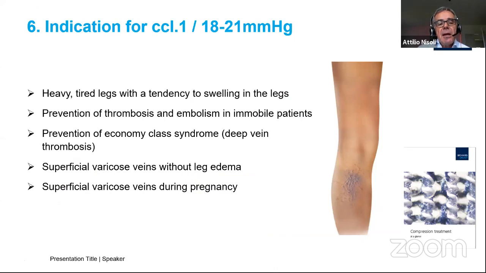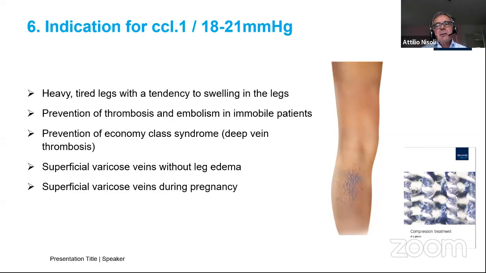Coming to the indication, different indications, and it's a recommendation. It's not full stop, it's recommendation. Compression class 1, the 18 to 21 millimeters of mercury, we recommend them if it comes to heavy, tired legs with a tendency to swelling in the legs.